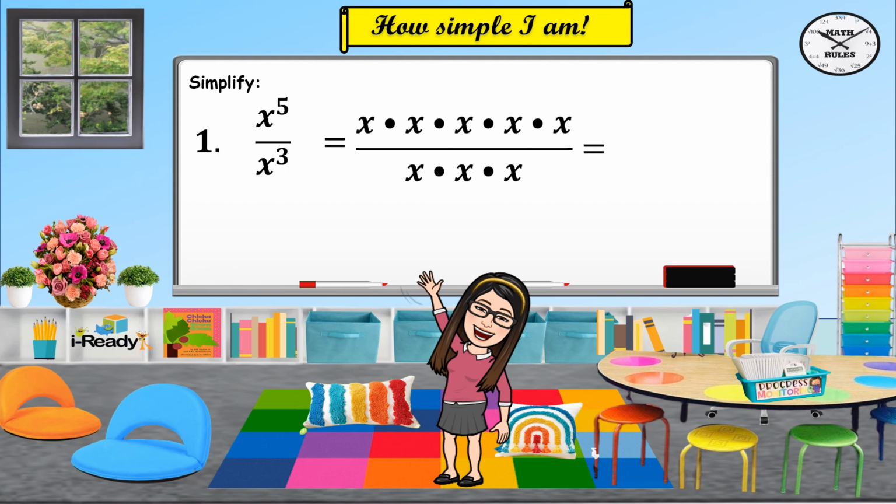So, by getting the factors of x raised to the fifth power, so x times x times x times x times x all over x cubed, x times x times x. Just cancel the common factors, so the remaining factors will be x squared. So, yan yung answer. X squared is the answer.